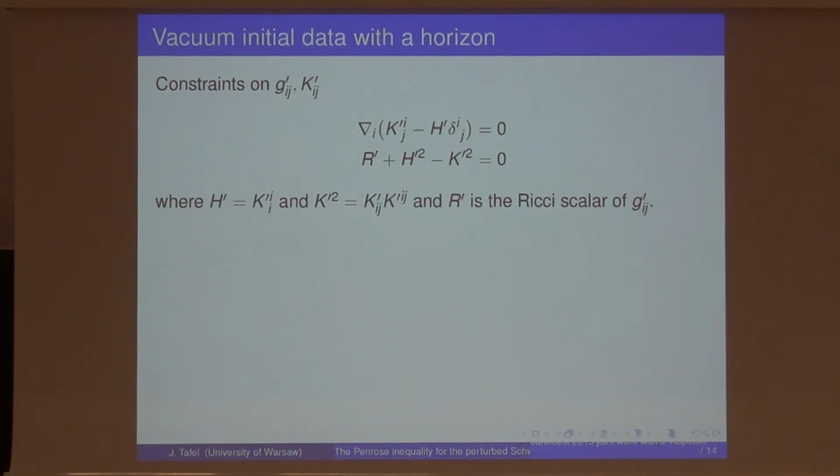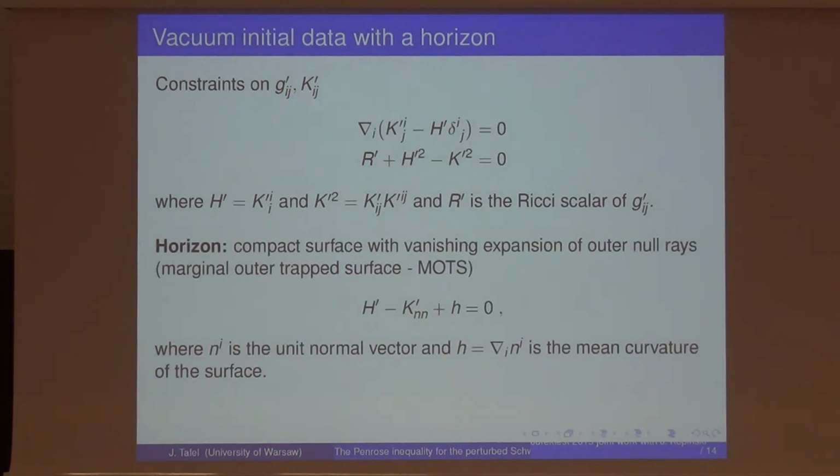On the initial surface we have two data. We have the metric tensor and the symmetric tensor, which plays the role of the exterior curvature later on. And we have momentum constraints, which are linear in the curvatures, and the Hamiltonian constraint, which is quadratic in the curvatures. Here, H prime is the trace of the curvature tensor K_ij. So, if the Penrose inequality is satisfied, it should follow from the constraint equations.